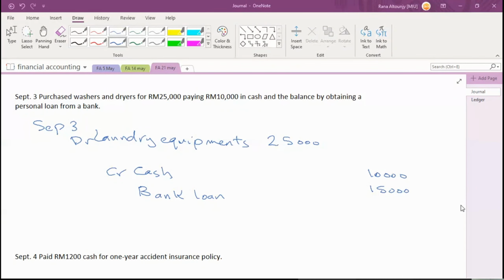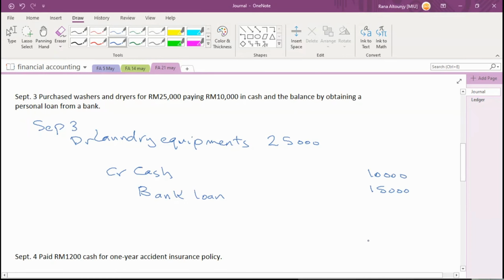Cash is an asset and it decreases, so when an asset decreases, it goes to the credit side. Bank loan is a liability and it is increased, so when it increases, it goes to the credit side. So laundry equipment increases, so debit; cash decreases, so credit; and bank loan liability increases, so credit. Okay, very good. Thank you.